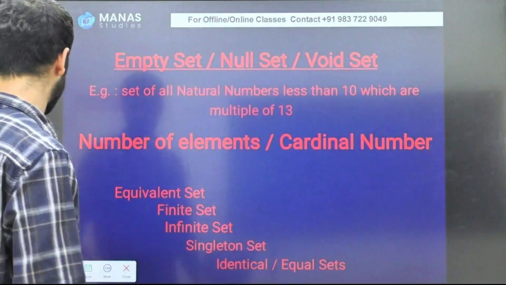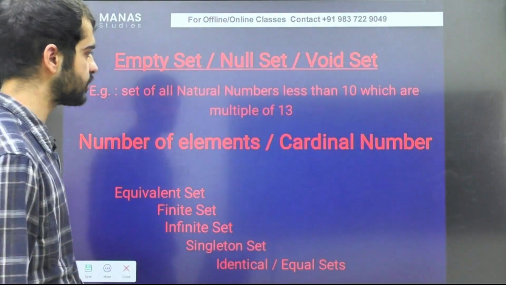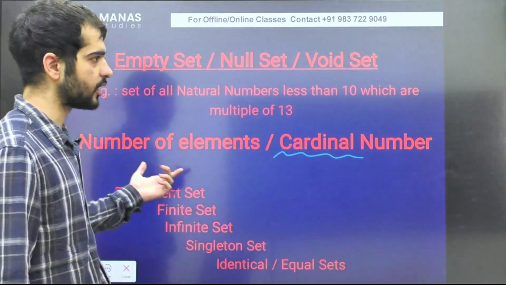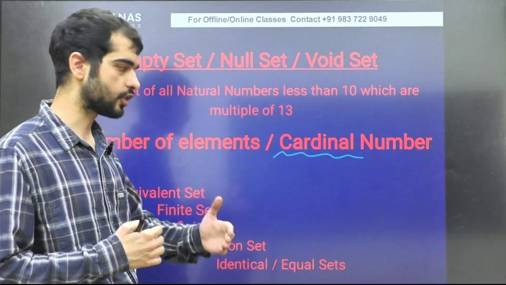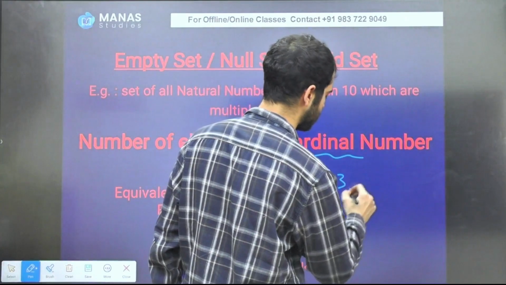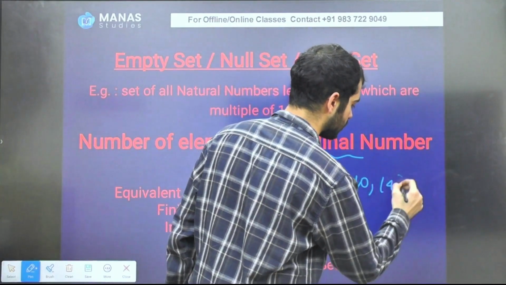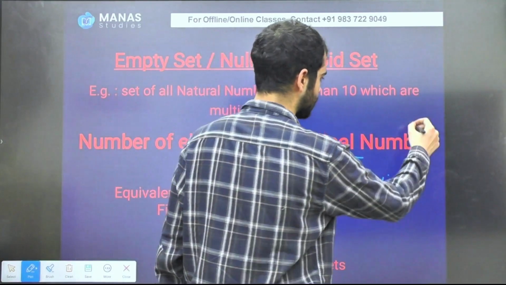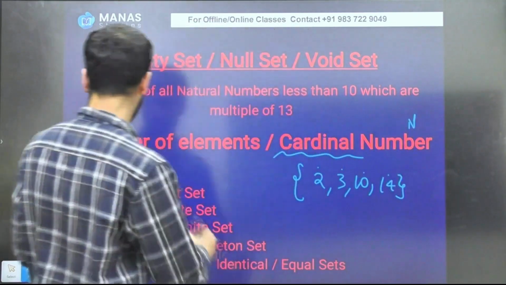Now let's look at the other topic, that is number of elements, which is also known as the cardinal number. Now how do you count the number of elements? It is going to follow natural numbers. If there is a set which contains 2, 3, 10, 14, so the number of elements would be counted as 1, 2, 3 and 4. That is, the sequence would be as per natural numbers.